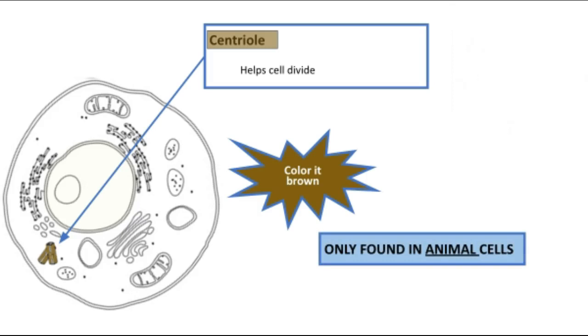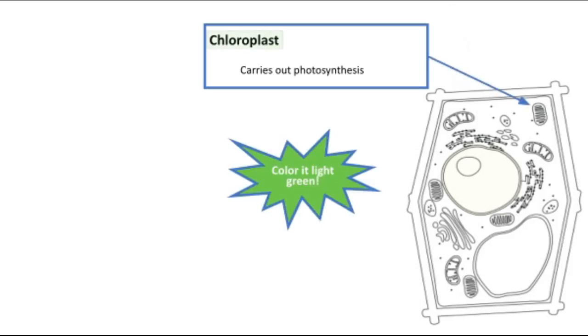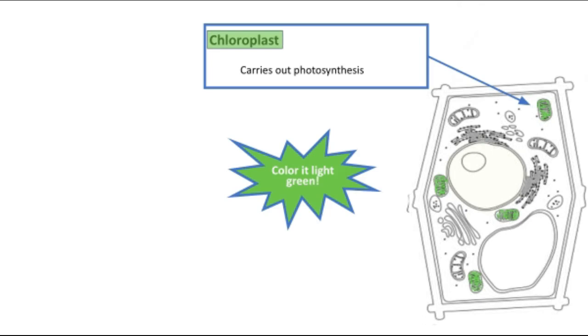This is really important. On the reverse side, chloroplasts are only found in plant cells, and these are going to help the cell carry out the process of photosynthesis, which will take light energy and convert it into chemical energy. Go ahead and color these ones light green.